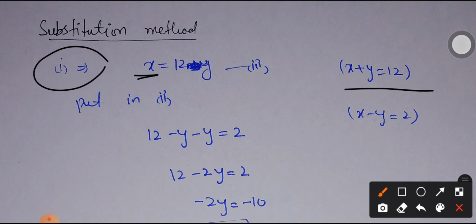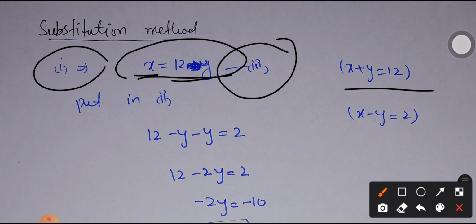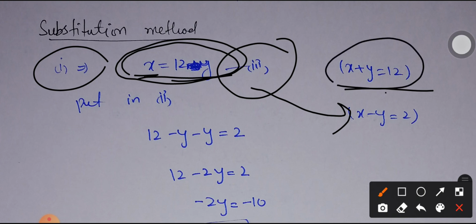So you can see x will be equal to 12 minus y. I am naming this equation to be equation 3. Now I'm going to put this value of y in equation number 2, which was x minus y is equal to 2. So you can see that if I eliminate taking the value of x from equation 1, I will put the value in equation 2.